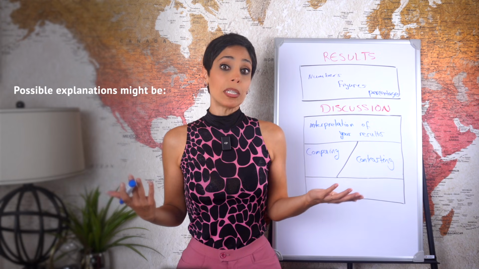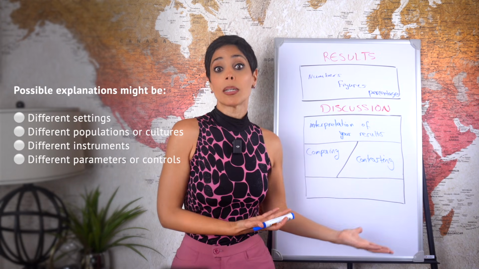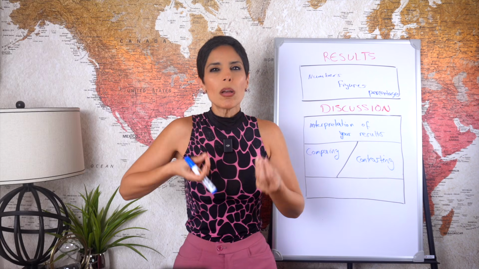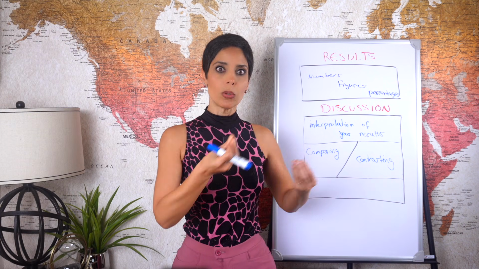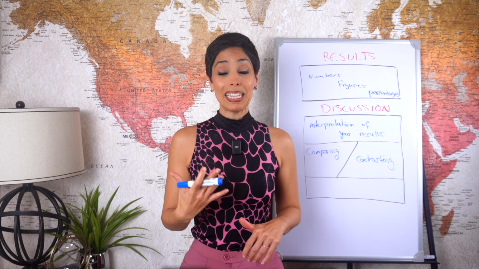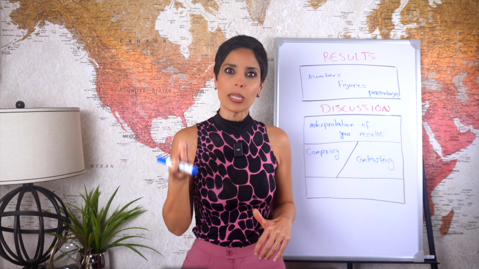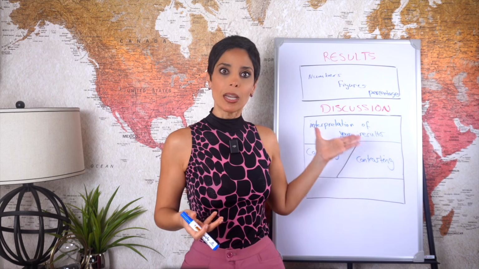Possible explanations might be different settings, different populations and cultures, different instruments, different parameters and controls. You essentially offer some reasons why your results look somewhat different from the reports in the literature. You don't need to prove anything, you don't need to talk extensively about the discrepancies, but you have to demonstrate that you've thought about it and you're offering a possible reason.